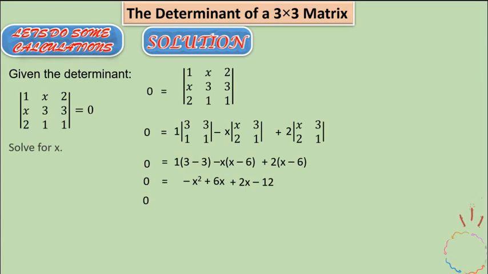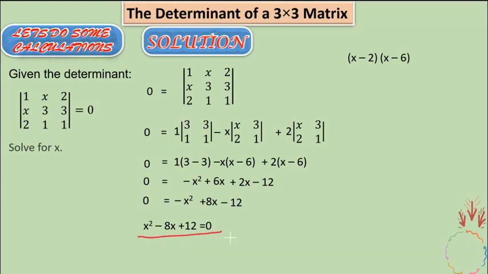Then we simplify that quadratic equation and rearrange, taking everything to the left side. You have x squared minus 8x plus 12 is equal to 0. Now use the factorization method. Time will not permit me to show you the factorization method, but I know you have done that. So we factorize this, and this is what you get.